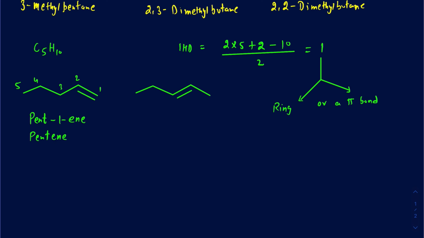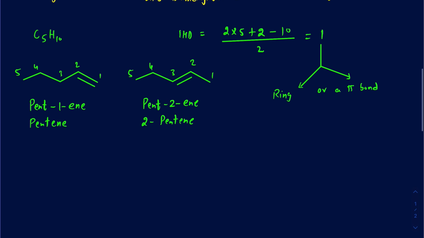Then the second structure here is going to be the constitutional isomer, because the position of the double bond is different. So I can have it as 1 here when I'm counting it: 1, 2, 3, 4, and 5. So that would be pent-2-ene. You can also call that 2-pentene, so it's the same thing.